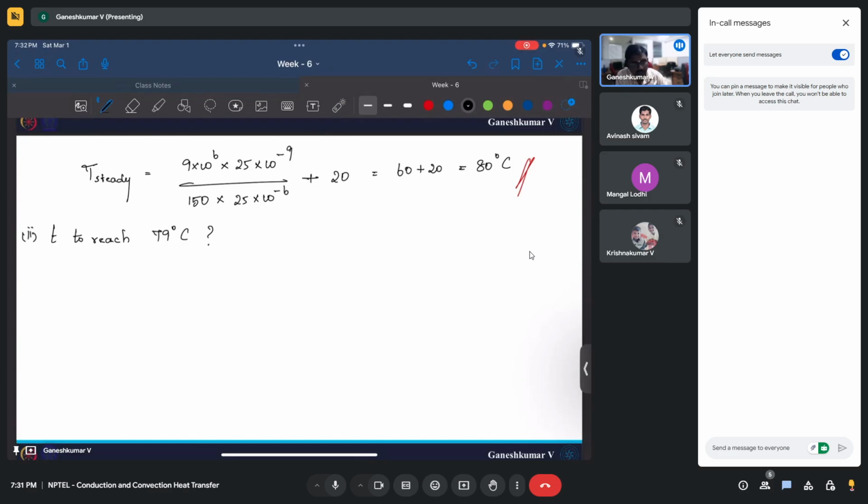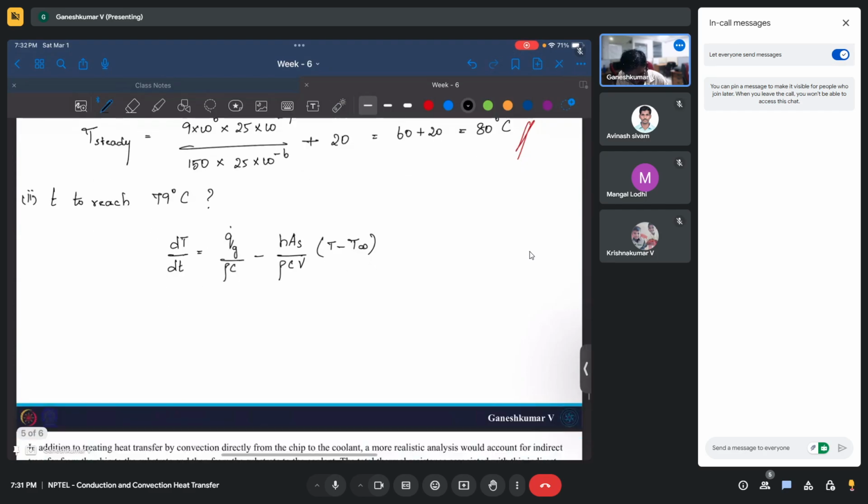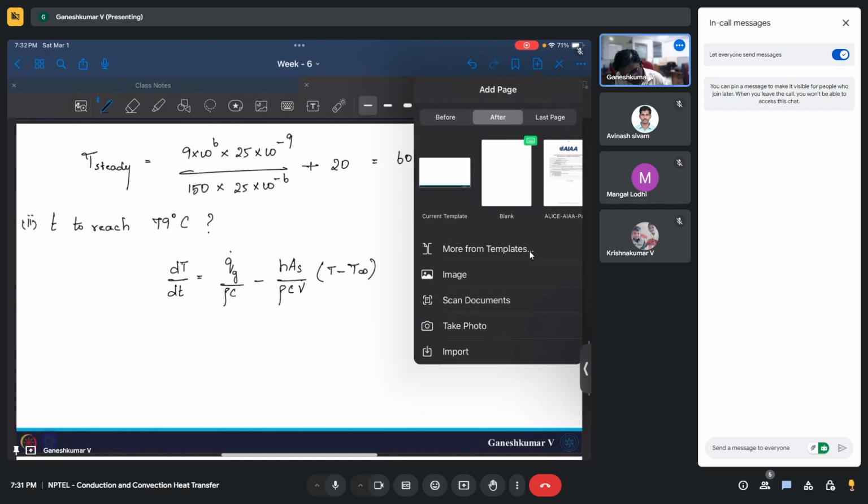Now, since time is also here, we cannot remove the dT by dt term. We cannot basically remove the transient term. So you are going to have the entire equation for the analysis over here. You will have q dot g by rho c minus HAS by rho CV times T minus T infinity. This is your equation.